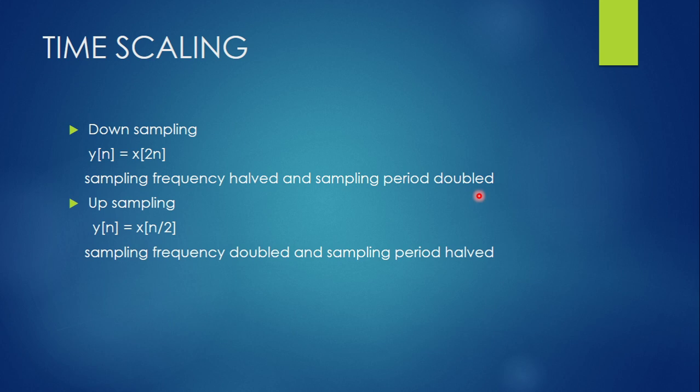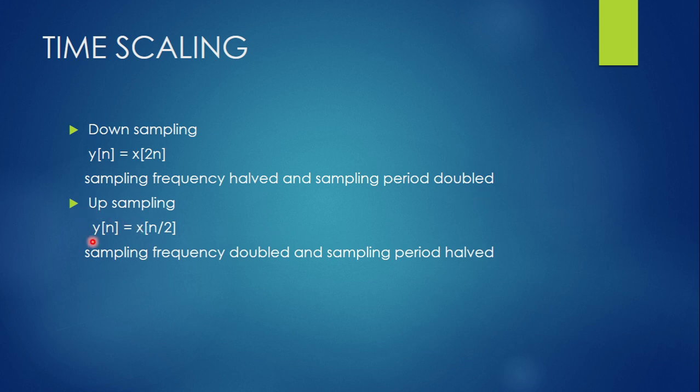Suppose first we are taking the samples at every 1 millisecond: 1 millisecond, 2 milliseconds, 3 milliseconds. Your sampling period is 1 millisecond. Suppose the sampling period is doubled. Now what you will take is at 1 millisecond, then 3 milliseconds, then 5 milliseconds. So obviously frequency will be half.